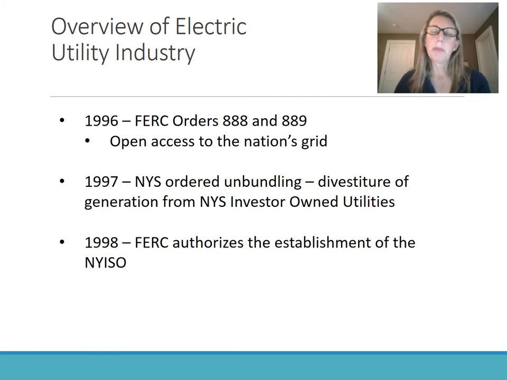A few more additional orders are important, and Wes will definitely go into these in much more detail. They touch his part of the world much more than mine. In 1996, FERC orders 888 and 889, which is basically open access for the nation's grid. In 1997, New York State ordered unbundling, which is the divestiture of generation from New York State investor-owned utilities. So New York State utilities do not own generation anymore. We're going to talk about this, I believe, in Module 5 when we talk about the utility bill and how money flows back and forth, and about competitive energy marketers and where they get their supply from. And in 1998, FERC authorizes the establishment of the NYISO.